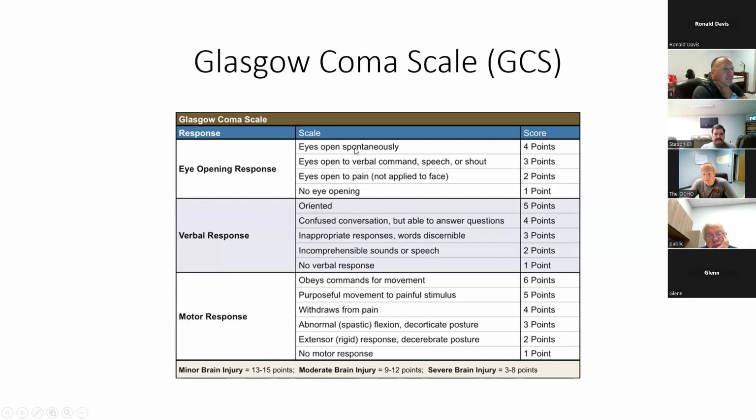Now, if you look at these, are the eyes open spontaneously? Are they open to verbal? Are they open to pain? Or are they not opening? If you remember the AVPU, alert, verbal, pain, unresponsive scale, that can kind of help you here. So, if you get on scene and the eyes are open right there, I know there's a 4 in the eye category. I move on to the next one.